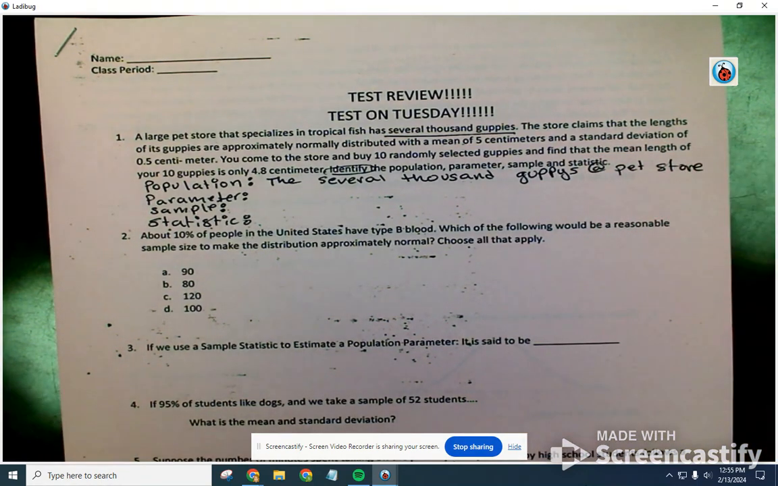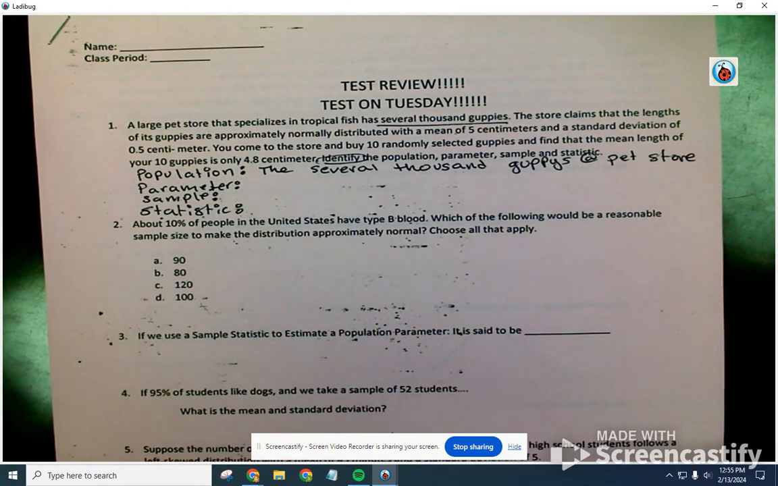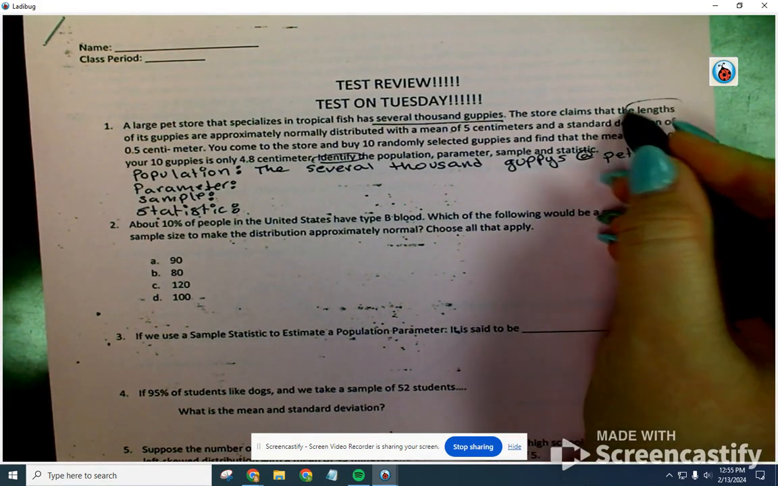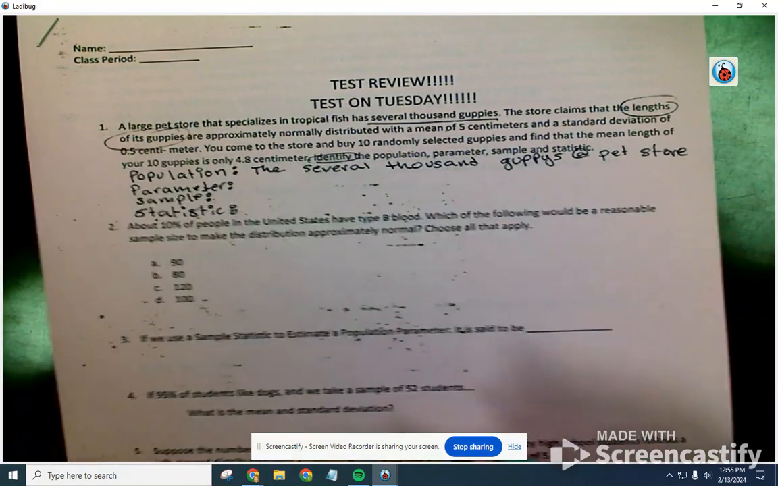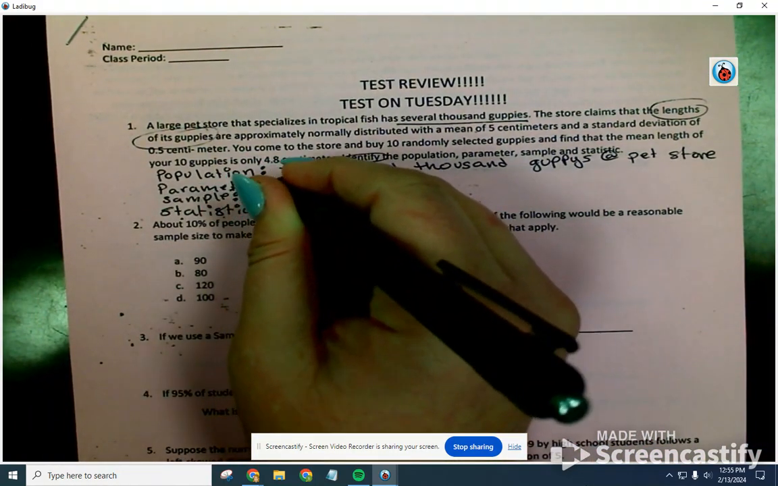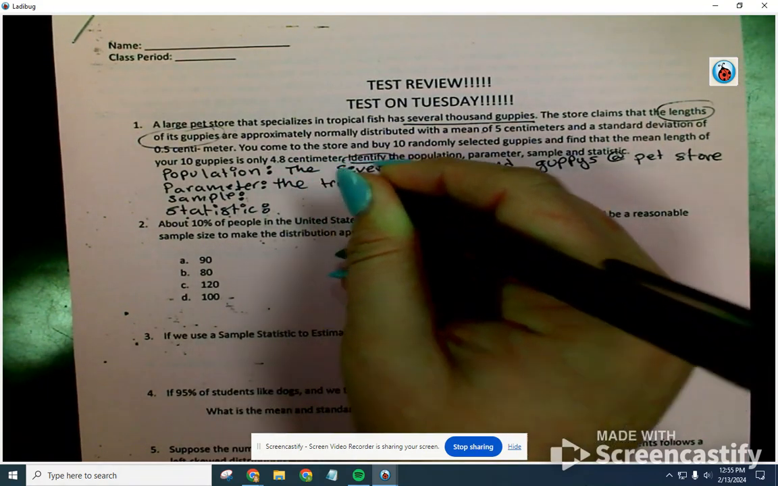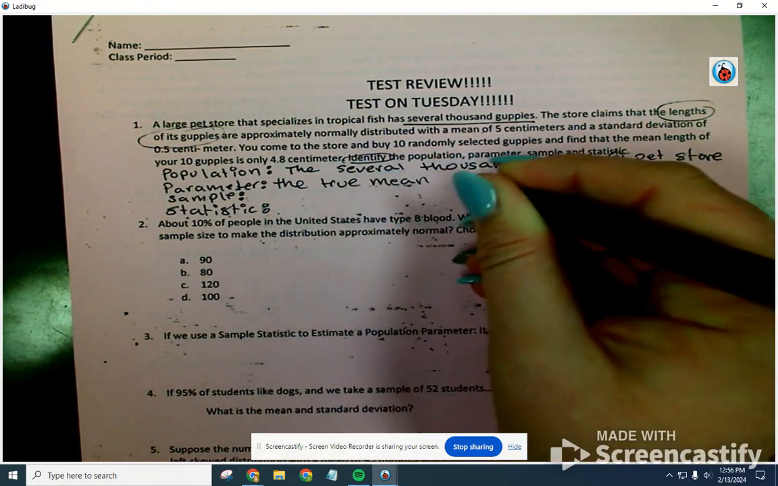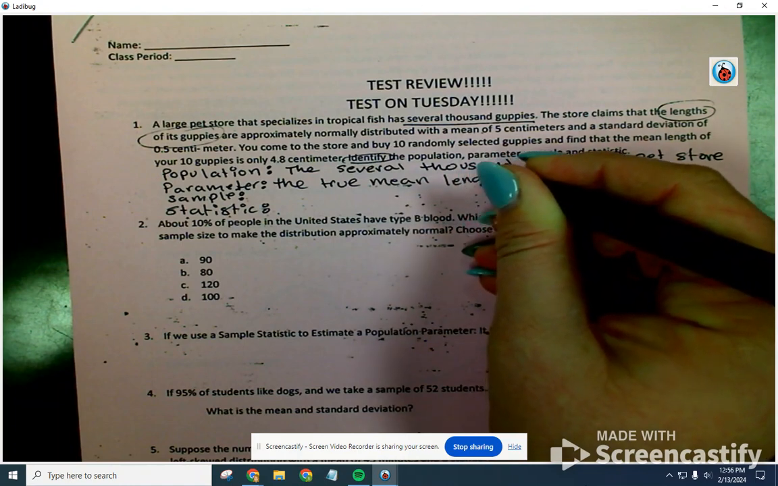Okay, now for that parameter, that's trying to determine what is the main thing that we're looking for. What are they curious about? What do they want to know? And in this case, they want to know the lengths of the guppies. So the parameter is going to be the true mean length of all the guppies. True mean length of guppies.